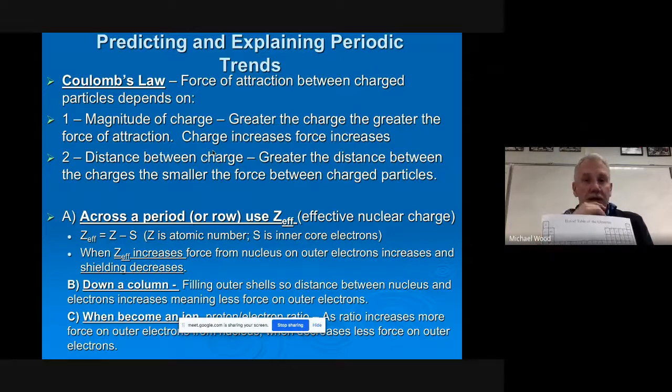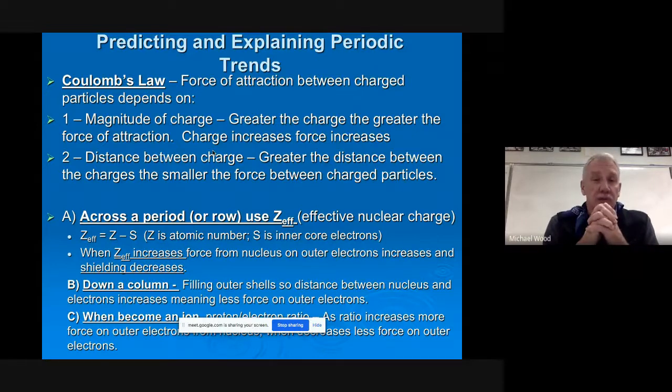And again, I'll try and explain that. Down a column, this does not have to do with Zeff at all. We'll do lithium versus sodium versus potassium. Lithium's outer electron is 2s1, sodium 3s1, potassium 4s1, and so on. As I go down the column, the distance from the nucleus is increasing, and so, going back to number 2 on Coulomb's law, the force is less.